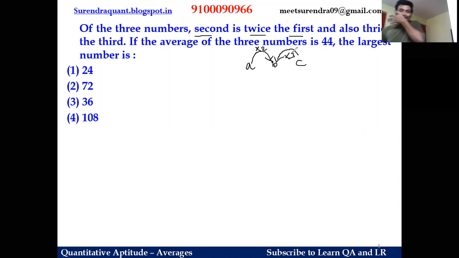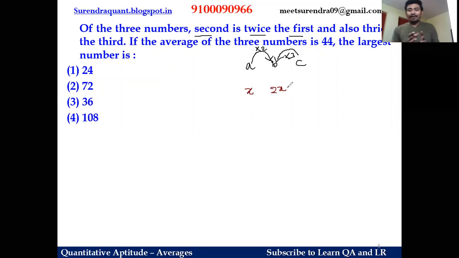Actually, he is giving B's reference with respect to A and with respect to C. I mean, if you want to get B, take 2 times A or 3 times C. Whichever is comfortable, you can take. One best thing you can do: let us take A as x. Now B is 2 times the first number, right? The second number is twice the first, so B is 2 times x, that is 2x.